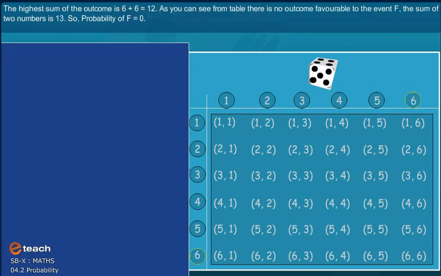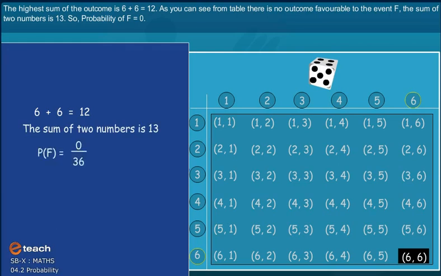The highest sum of the outcome is 6 plus 6 is equal to 12. As you can see from the table, there is no outcome favorable to the event F, the sum of two numbers is 13. So, probability of F is equal to 0 upon 36. So, P of F is equal to 0.